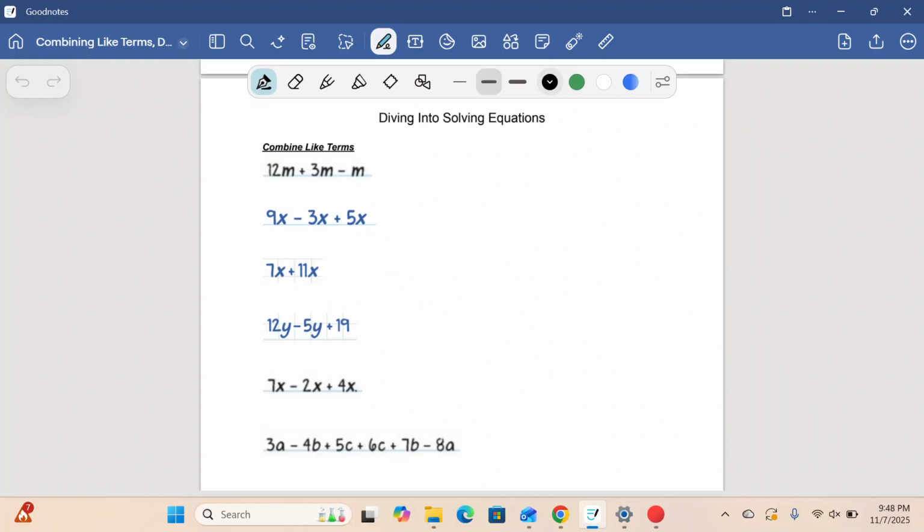And the way I really think about combining like terms is like adding chickens plus chickens plus chickens, and maybe a cow plus a cow plus a cow. You have chickens and cows, and of course, you cannot combine chickens and cows and say I have 2 chickens plus 3 cows gives me 5 chickens. You always want to think of that when looking at combining like terms.